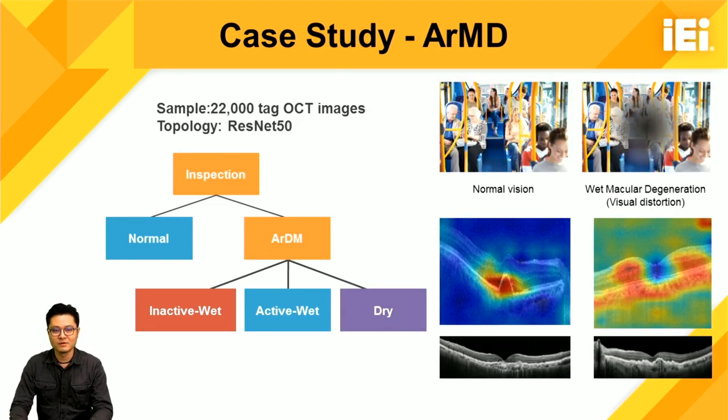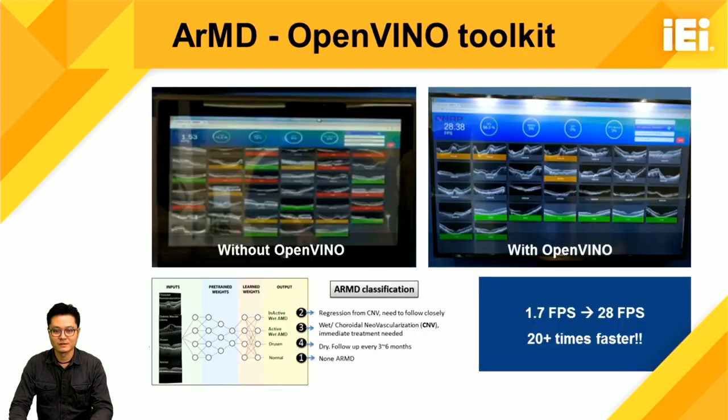In this example, macular degeneration happens in senior citizens. Once you notice vision distortion, it might be too late for medical treatment. So in this case, ResNet 50 is used to train on 22,000 OCT images tagged by medical experts, and it can predict wet, dry, and normal macular conditions by AI methods.